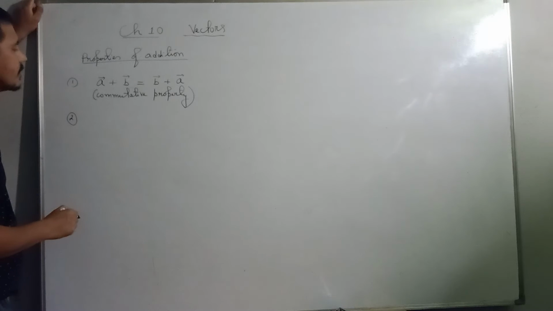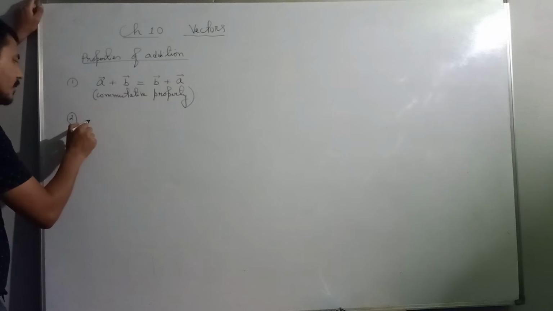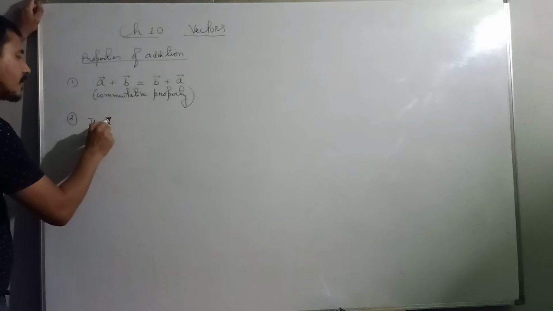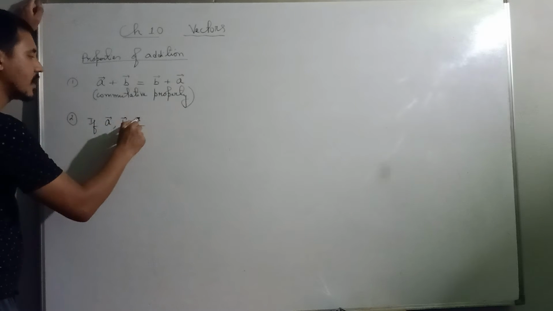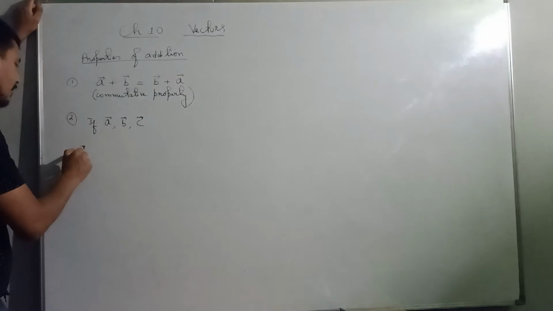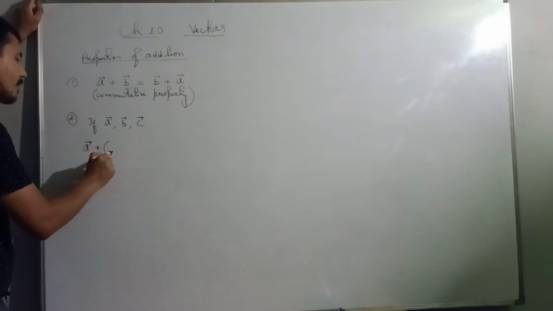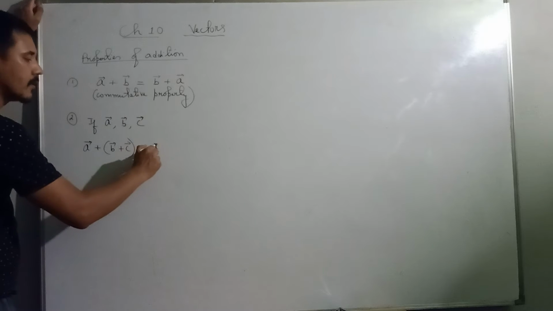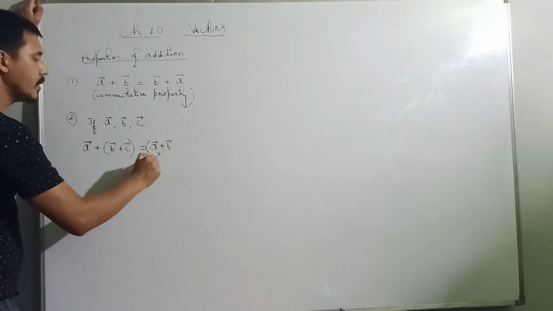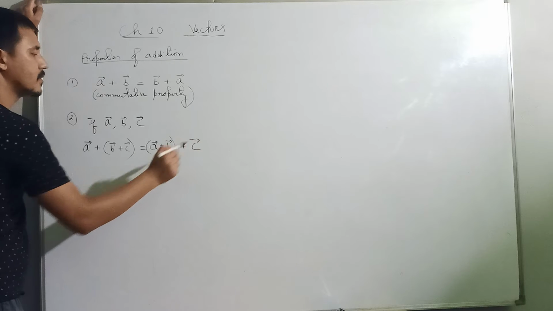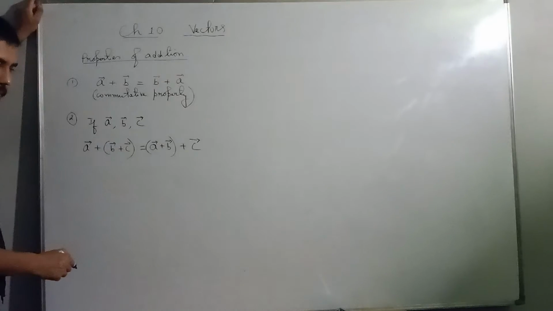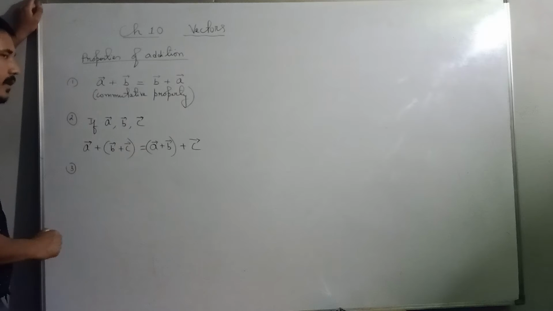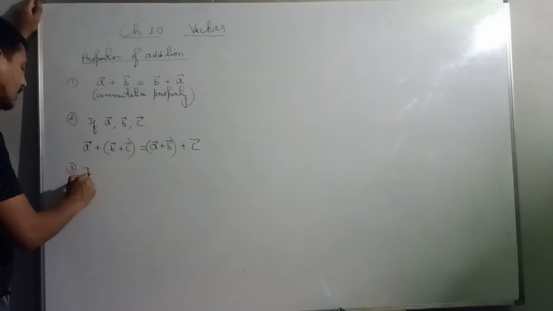Number 2, okay. Vectors also satisfy the associative property of addition. Associative property means if A, B, and C are any three vectors, then vector A plus vector B plus vector C will be equal to vector A plus vector B plus vector C. Is it okay? Number 3, existence of identity.